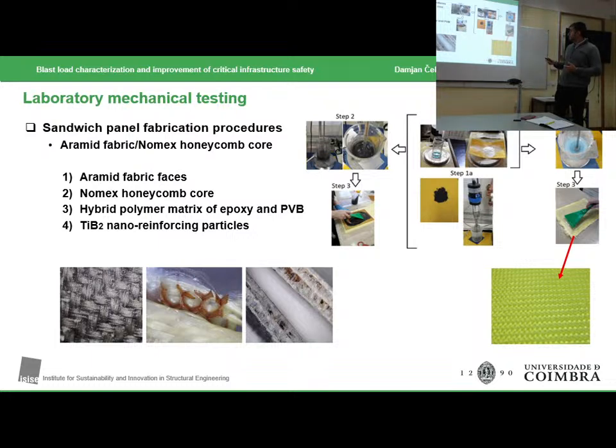So this step one also has a sub-step, step 1A, in the case of panels that were reinforced with nanoparticles. Those specimens are shown here on the left. As a final product, we have a panel without nano-reinforcements, and we have a panel on the left which is with nano-reinforcements. We can also see the cross-section of the two in the picture below.